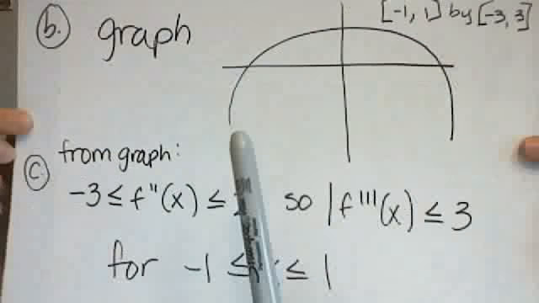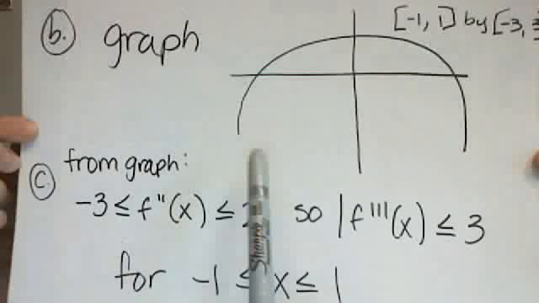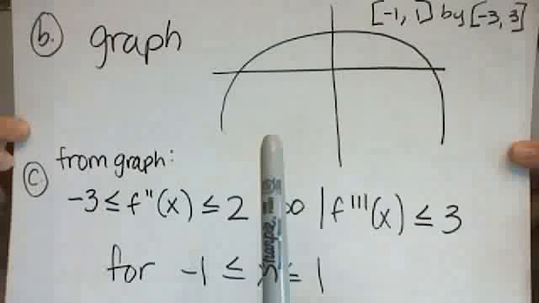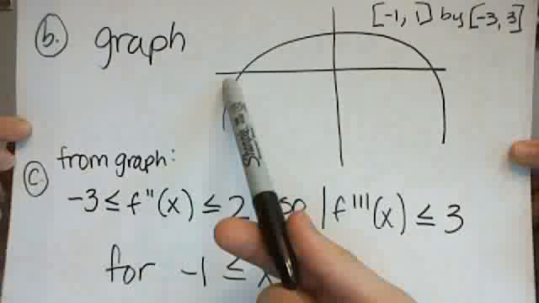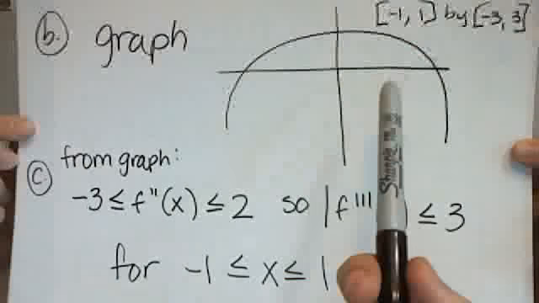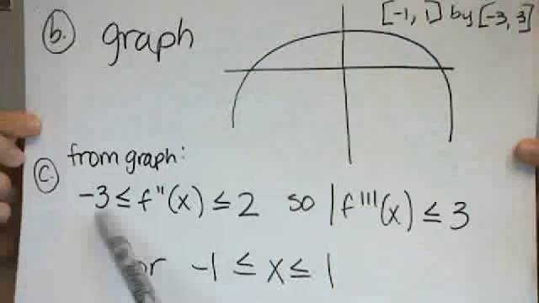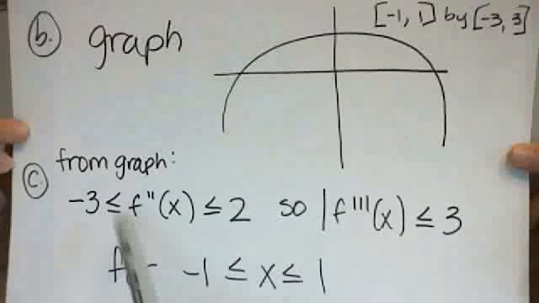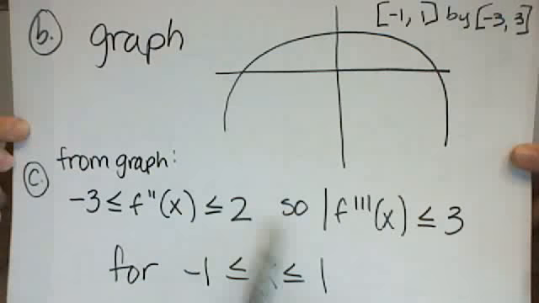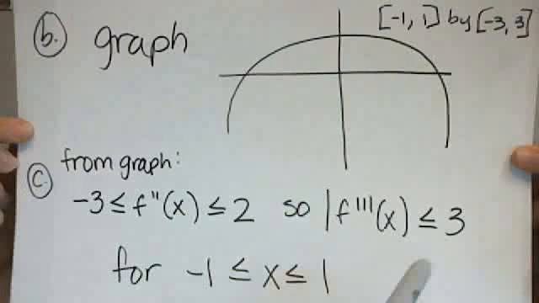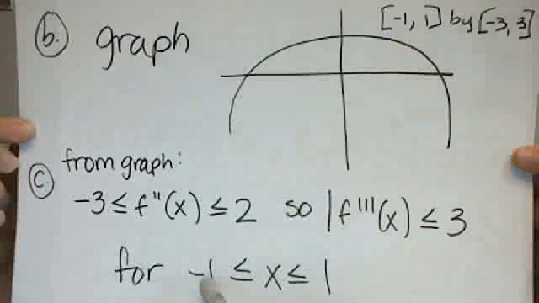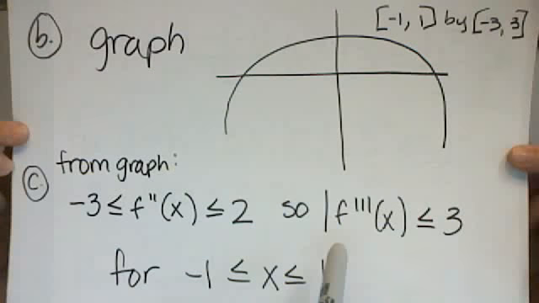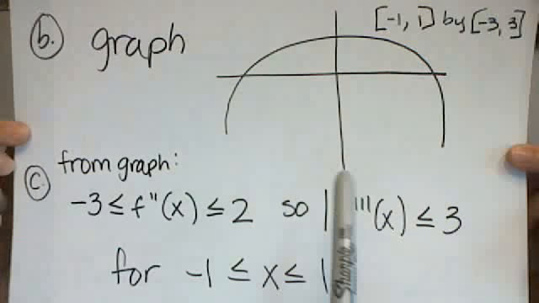In part C, it tells you to explain why the graph in B, right here, suggests that f double prime of x is less than or equal to 3 on the interval from -1 to 1. So, as you can see, f double prime of x is greater than -3 and less than or equal to 2. So therefore, f triple prime of x is less than or equal to 3 for the absolute value of that. So that's what the question asked.